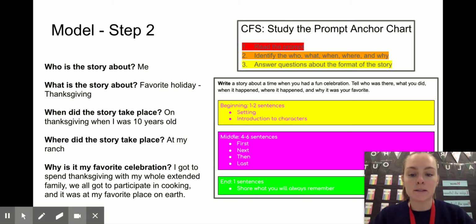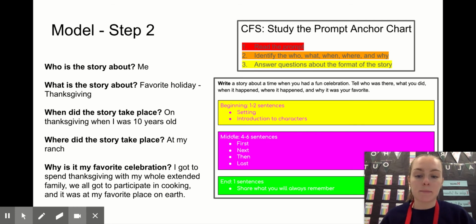That was step 1. Step 1 was to read the prompt. Let's move on to step 2. Step 2 is to identify the who, what, when, where, and why. Okay. So I know a personal narrative is a true story about yourself. So the who in the story is going to be me. It is all about me. That is what a personal narrative is. Now, what is the story going to be about? Well, I know when I read the prompt, it says to write about the most fun celebration. My favorite celebration is Thanksgiving. That is my favorite celebration or favorite holiday.